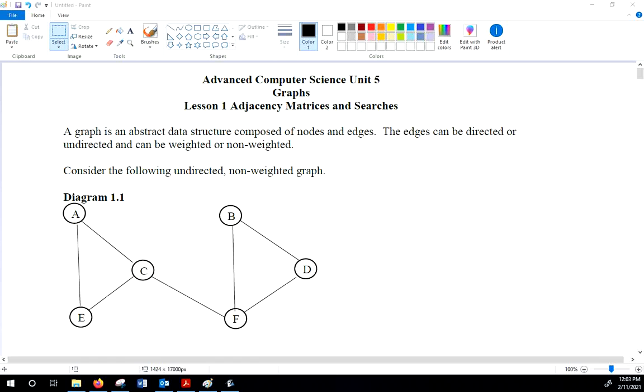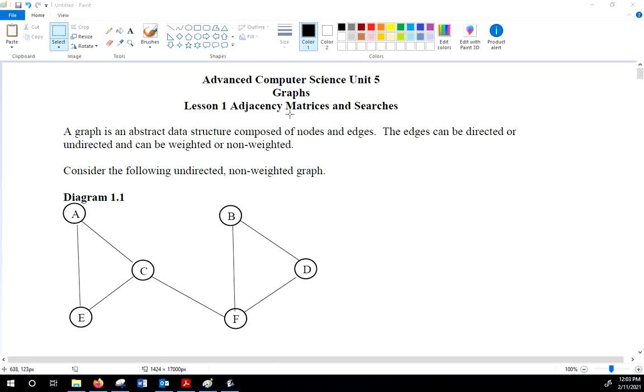Okay, this is Data Structures and Algorithms, Unit 5. This unit is about graphs. We talked about graphs a little bit with binary trees because that helps to put it under that umbrella, but now we're really going to finish that conversation. So our first lesson is on adjacency matrices and searches, or another word for search we're going to give is a traversal, okay? So a graph is an abstract data structure.